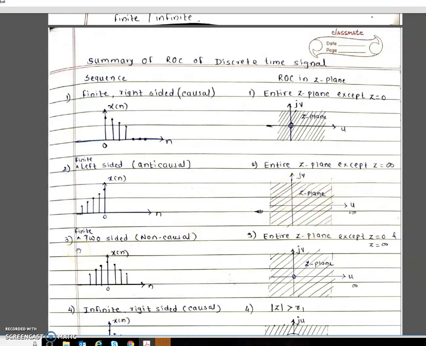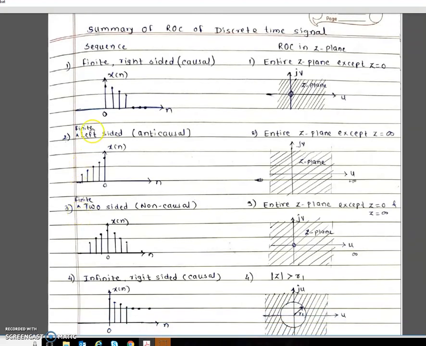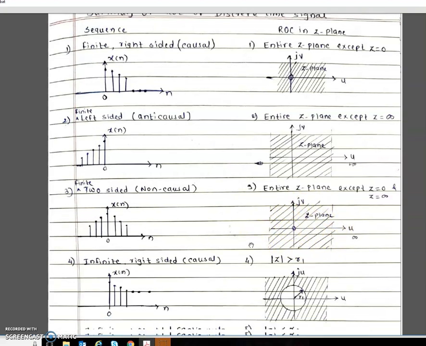Third is the finite two-sided. Two-sided means the addition of this and this, but with finite-valued sequences. Here it is called non-causal, where only at 2 points, that is z equal to 0 and z equal to infinity, you will have infinite values and the system will not be stable. But for the rest of the cases other than z equal to 0 and z equal to infinity, the values of X of z are finite. So this is the ROC or Z plane.